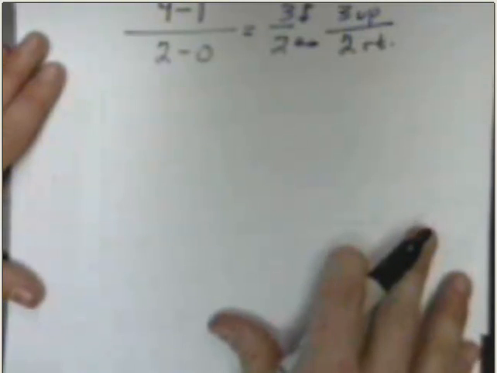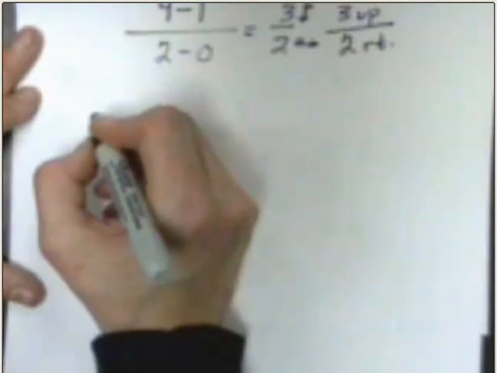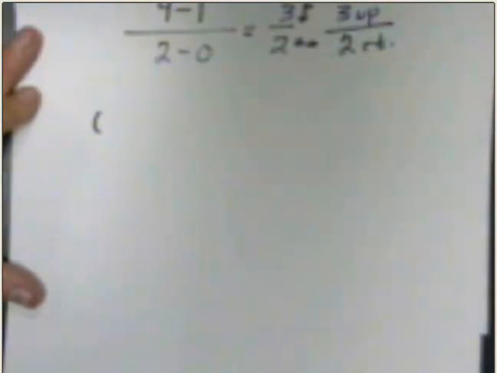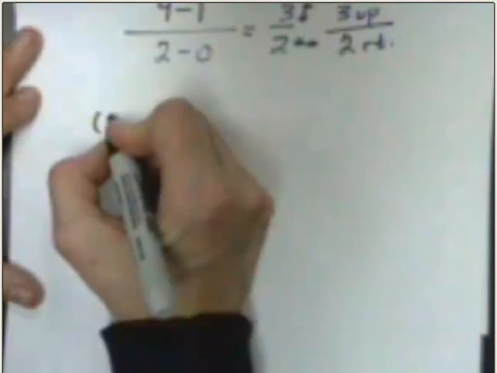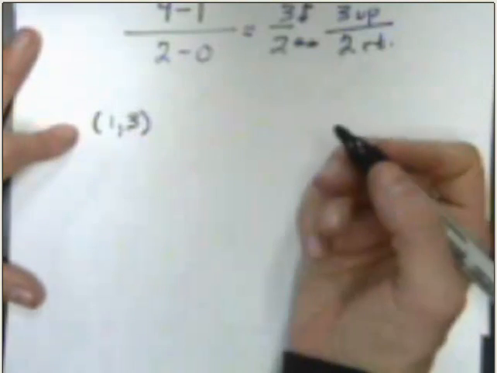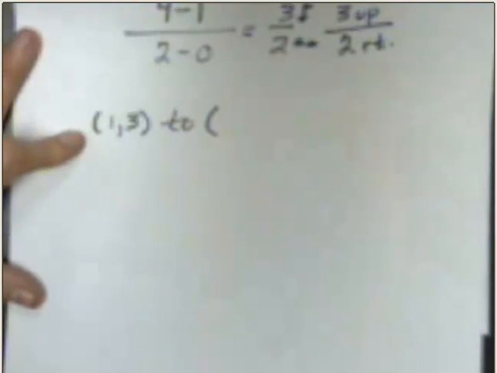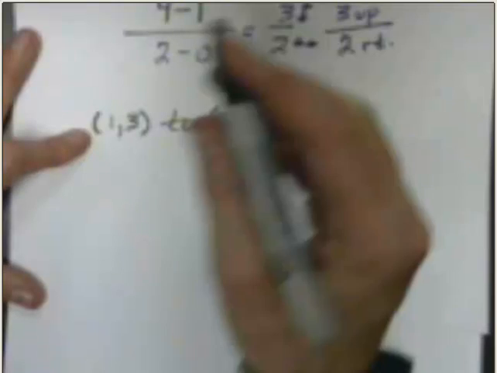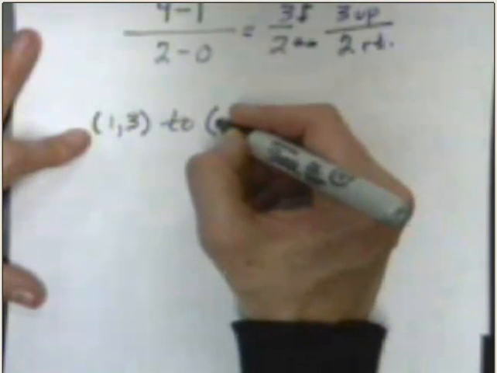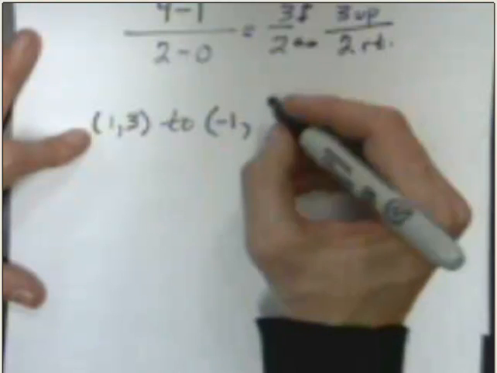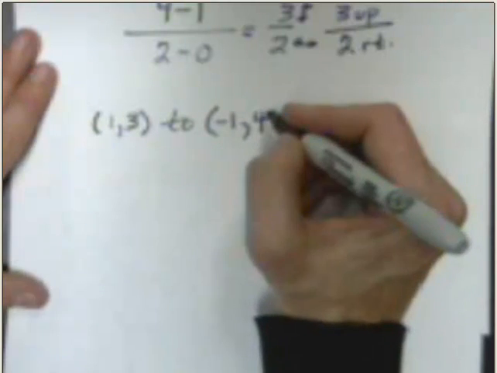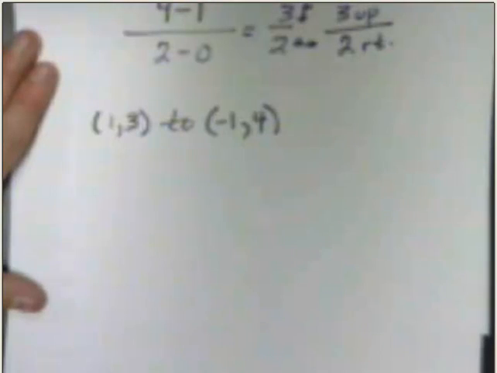How about, let's give you 2 new points. Let's say that you have the same problem, given a line going through, this time we'll say it's going from 1, 3. Okay. I'll say I have now this line that goes from 1, 3 to negative 1, 4. Find the slope.